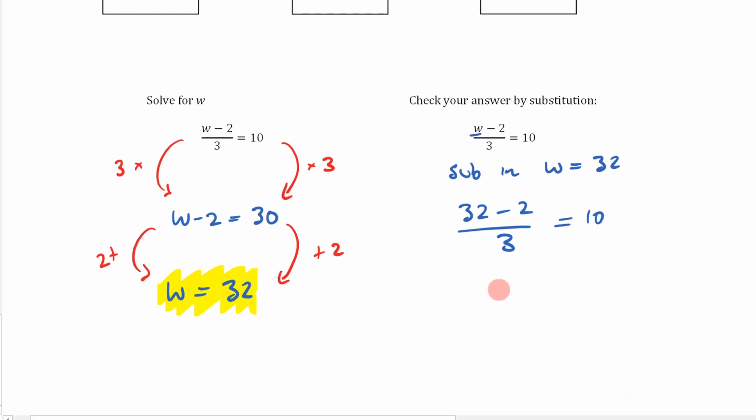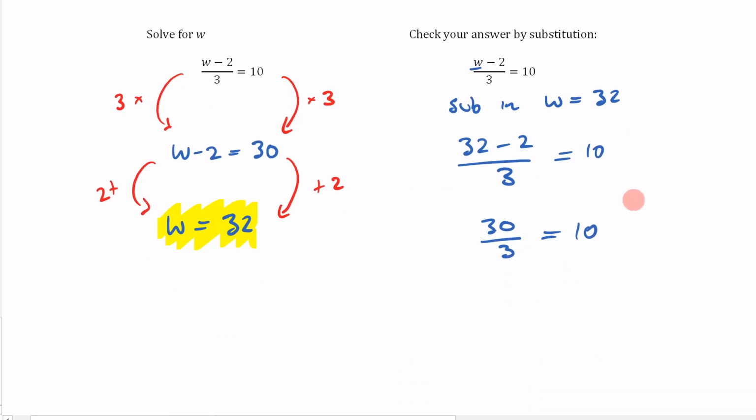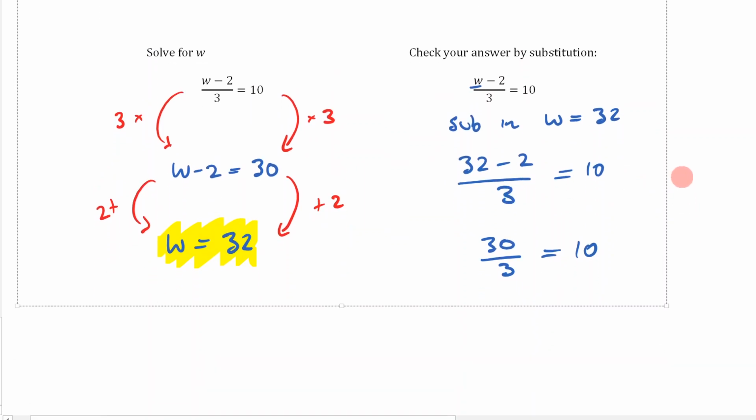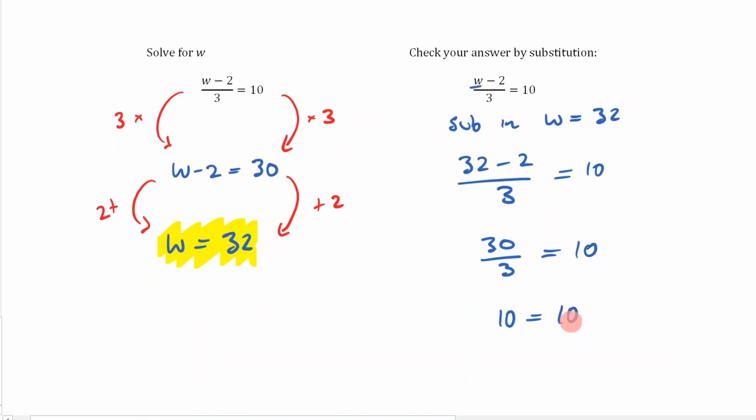32 minus 2 is 30. Over 3 is equal to 10. 30 over 3 is equal to 10. Because 30 over 3 is equal to 10, 10 equals 10, it's true. So my answer is correct. The answer is w is equal to 32.